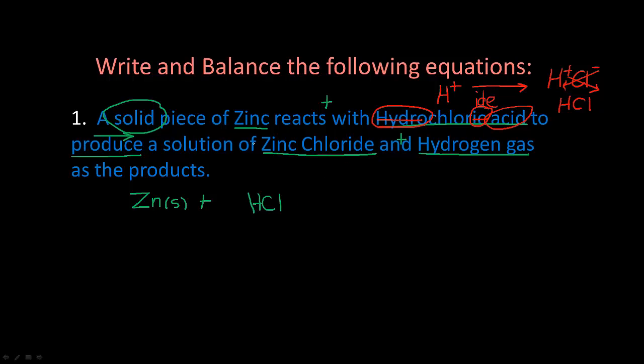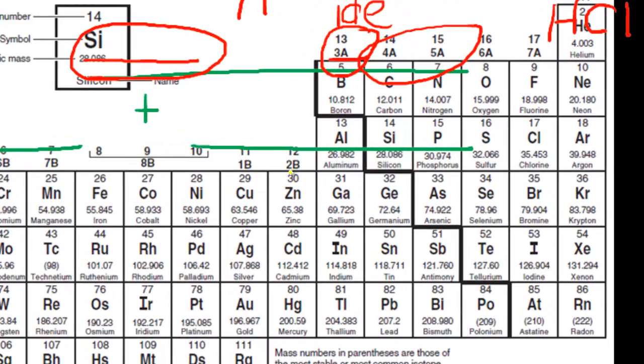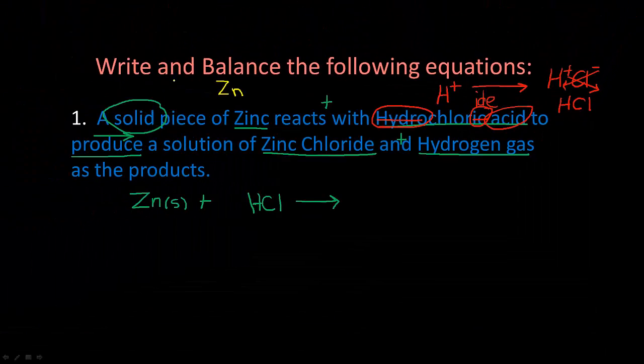Now it says to produce a solution. So I know I have to put my yields arrow because it says produce. A solution of zinc chloride. So once again, we need to find out what zinc chloride looks like. We know that zinc is a Zn. And zinc is located right here on the periodic table. It is one of the transition metals that does not change its oxidation number, and it has an oxidation number of 2. We will look at that right up there.